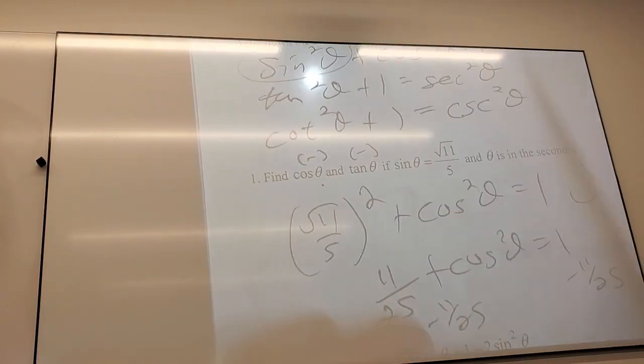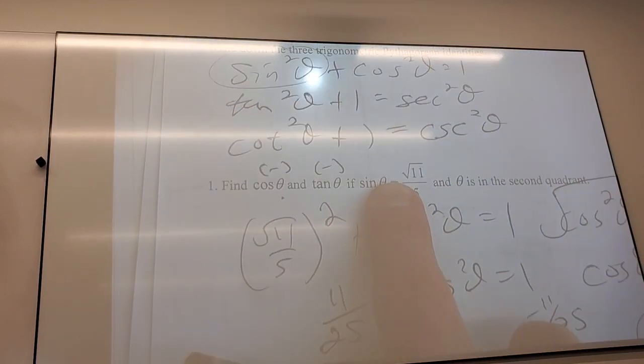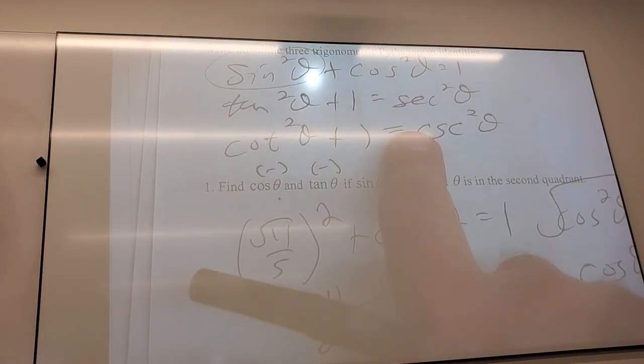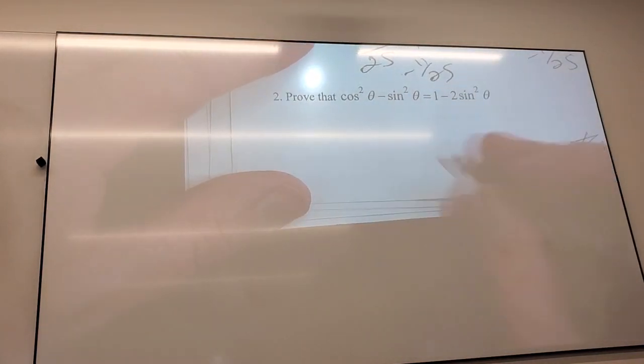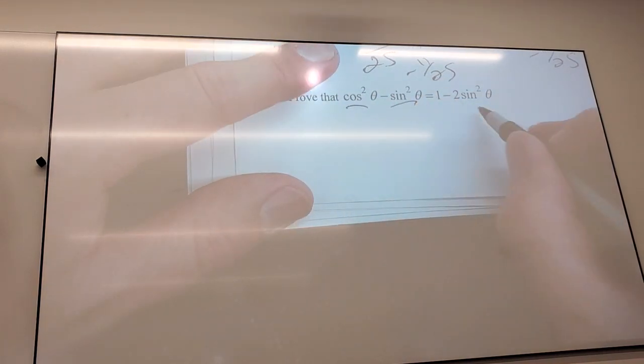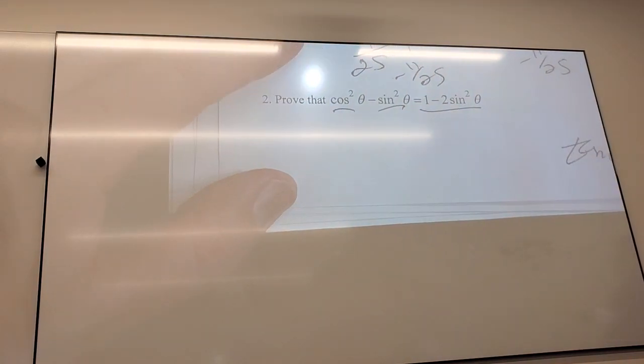It would be these identities that I wrote somewhere. There they are. So we know these things are true. This starts off with a cosine squared and a sine squared. What's happened on this side? What left?